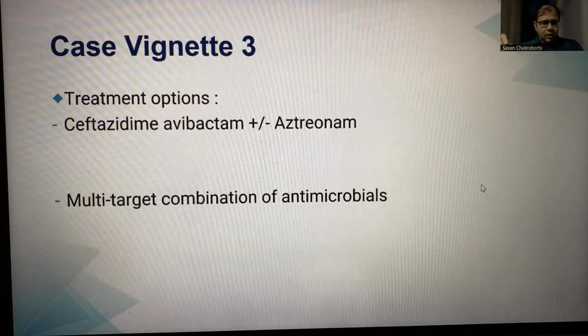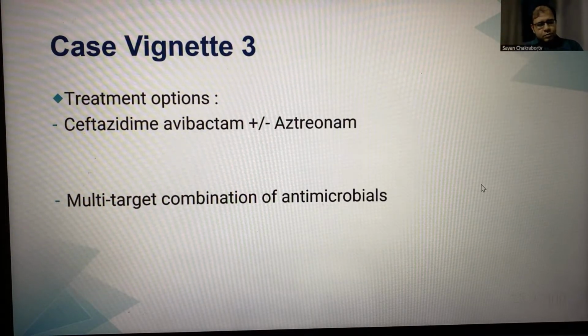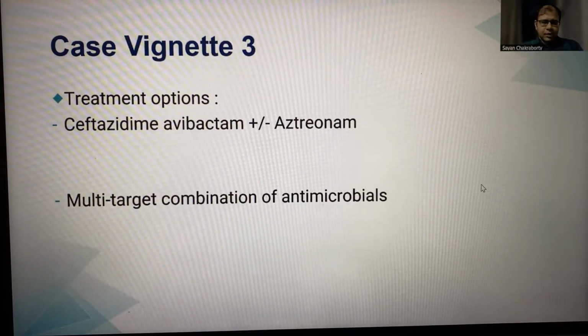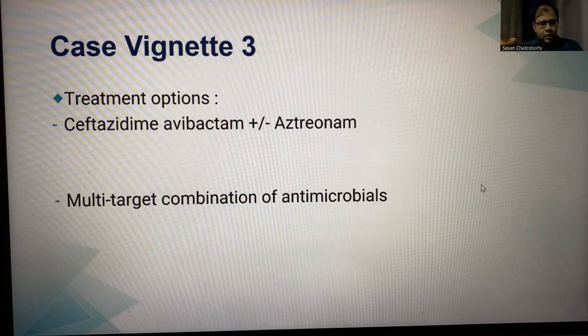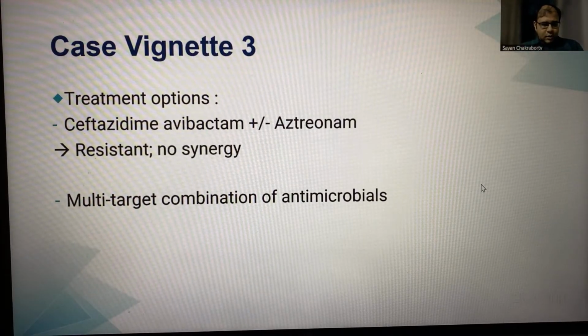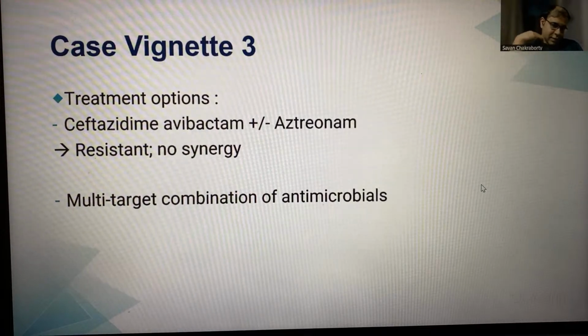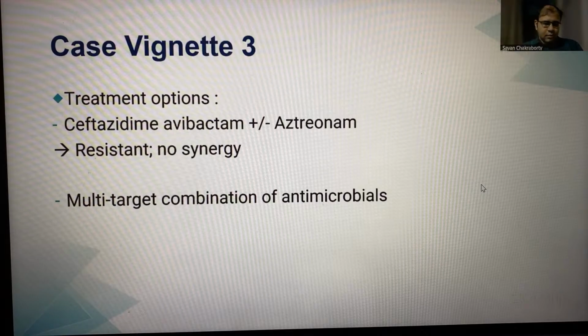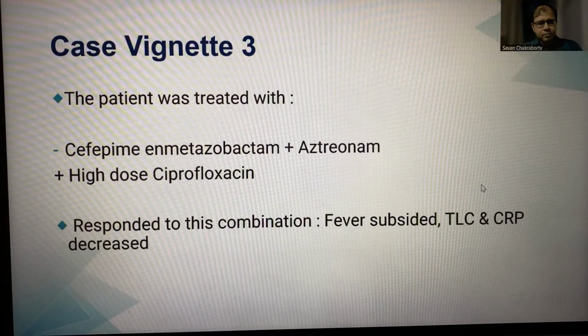Now, what are the treatment options? You can give ceftazidime-avibactam plus or minus aztreonam, which we are not sure is going to work, or you can try a multi-target combination of antimicrobials, using different antimicrobials together. We tried ceftazidime-avibactam-aztreonam, but it was resistant, and there was no synergy with this combination. So now we were in a fix. What to use, because she already had a bad lung? Burkholderia cepacia is known to stick in a bad lung, and this becomes a nightmare, especially for the pulmonologist.